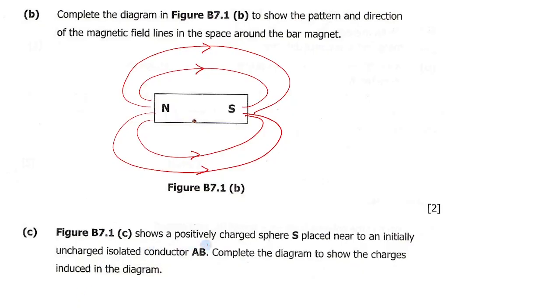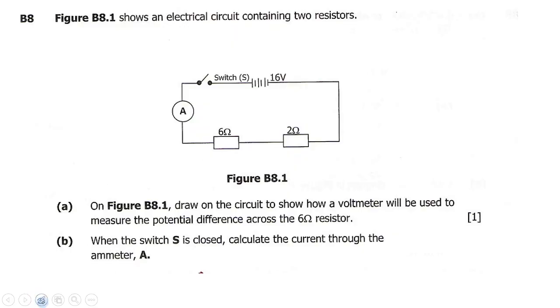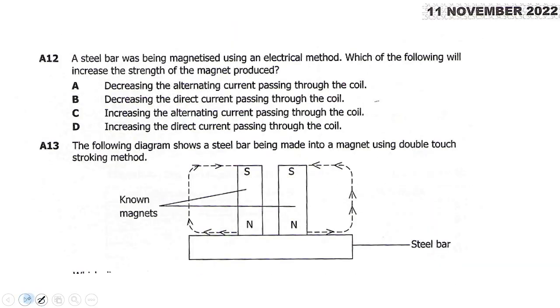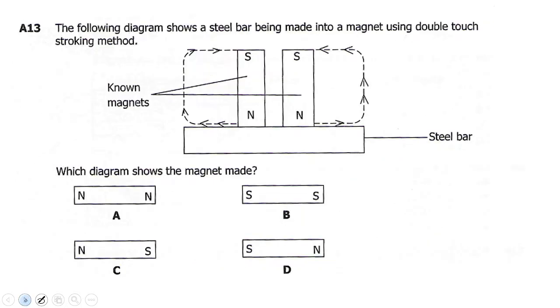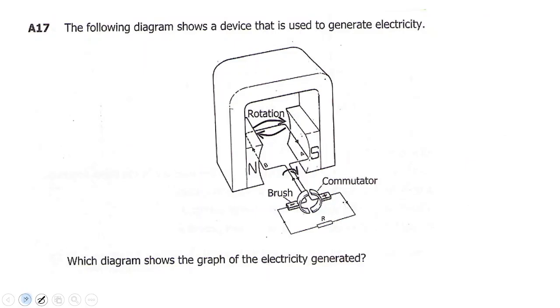Okay, it shows a positive charged sphere near to an initially neutral one. I think this is already known. This will be negative, this will be positive. This is simple, guys. These are simple things. All these are simple. We have already done almost the same.